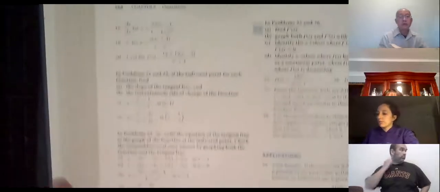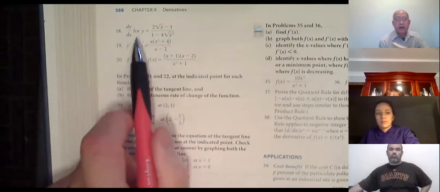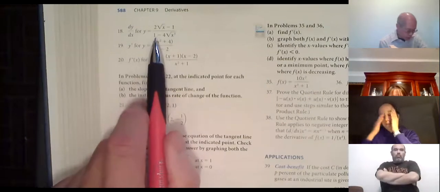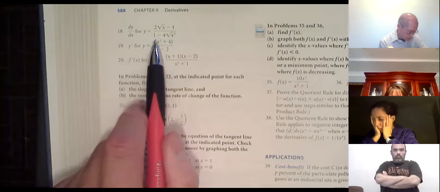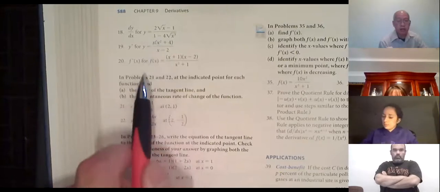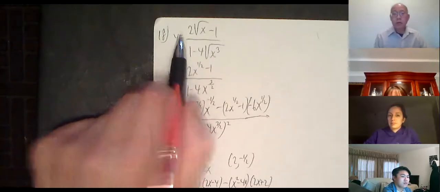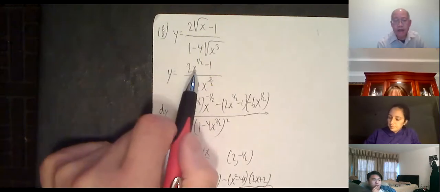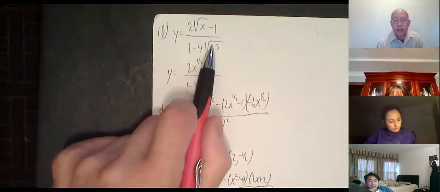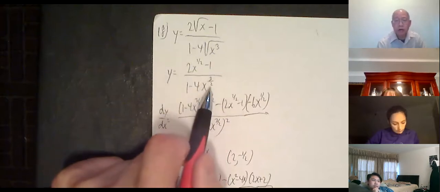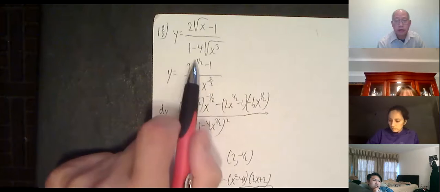Next one is 18, which is not very nice. Find dy dx for y equals this funny thing: 2 radical x minus 1, divided by 1 minus 4 times the cube root of x cubed. Okay, I can tell right away that's going to be quite messy. So before I start, I'm going to change that to x to the 1/2. Change this to x to the 3 over 2. There's an understood 2, it means square root. So power over root, right? Power over root.